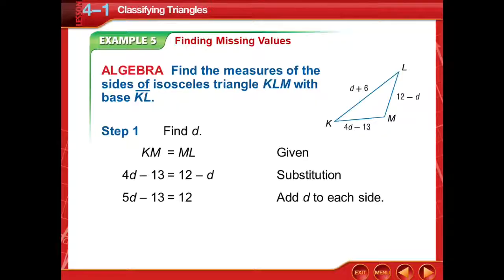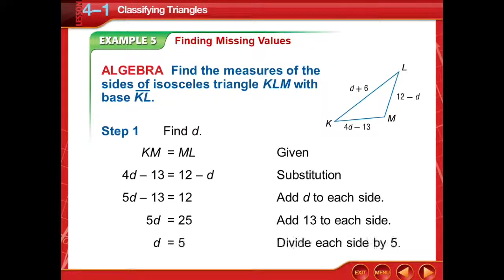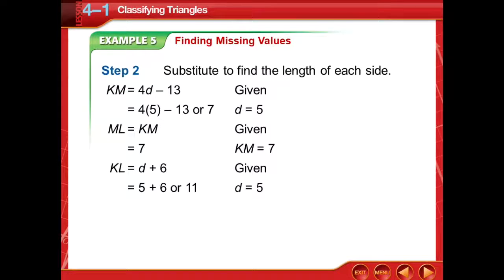I can then solve the equation by adding D to each side, and then I will add 13 to each side. I get 5D is equal to 25, and therefore D is equal to 5. But it wants me to find base KL. So I'm going to take this D is equal to 5, then I substitute into KL, D plus 6, or 5 plus 6 is 11. So the question initially asks just to find KL, but you can also find KM and ML as well.